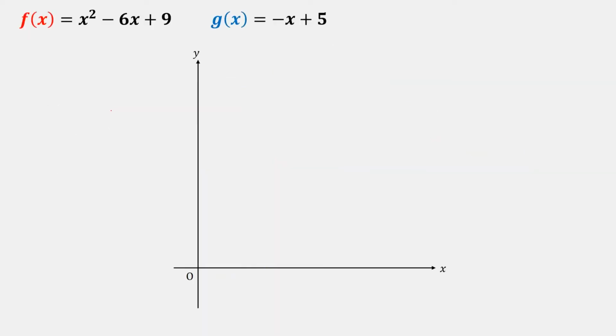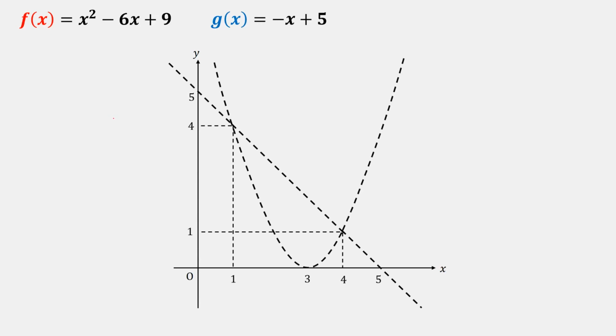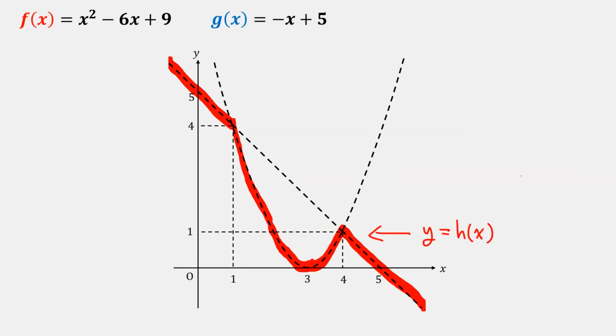Therefore, we can draw the graph of y equals h(x) like this. First, we draw two graphs of y equals f(x) and y equals g(x). Then we simply select the lower part between two graphs. Then this graph right here is y equals h(x).